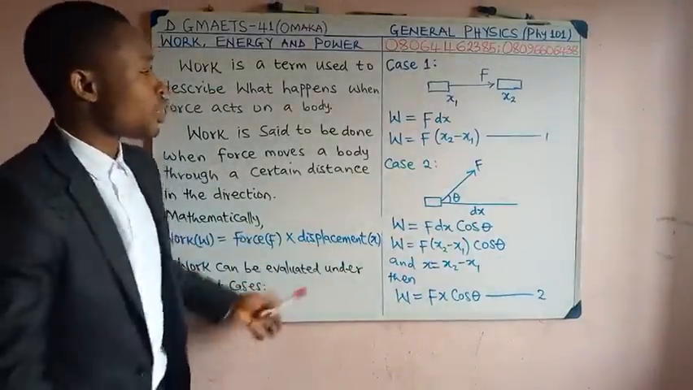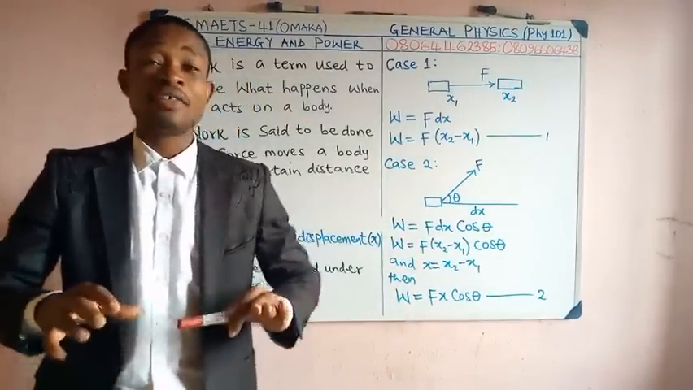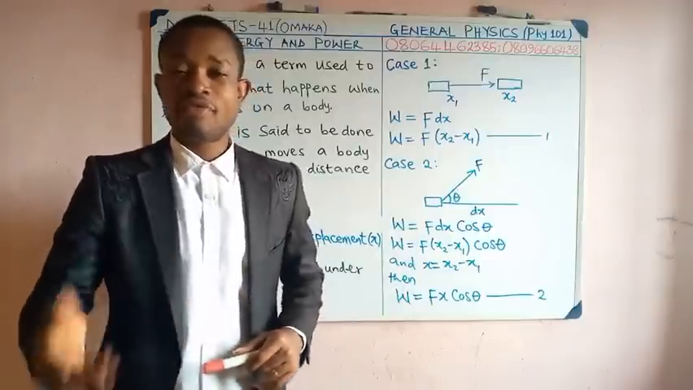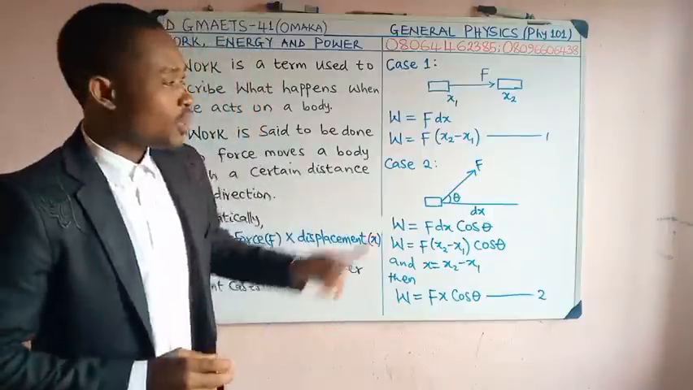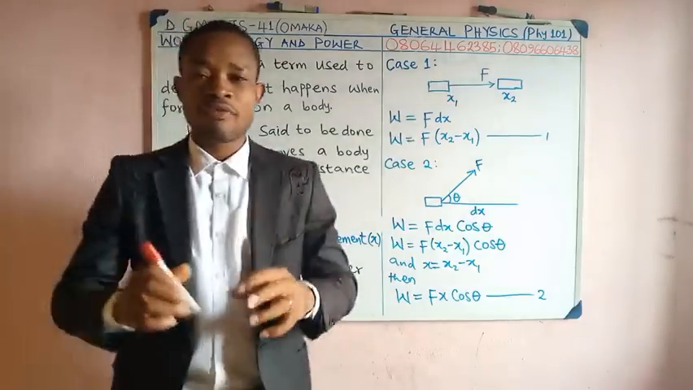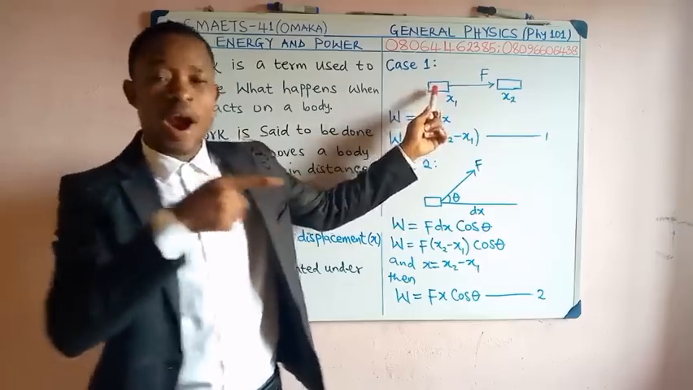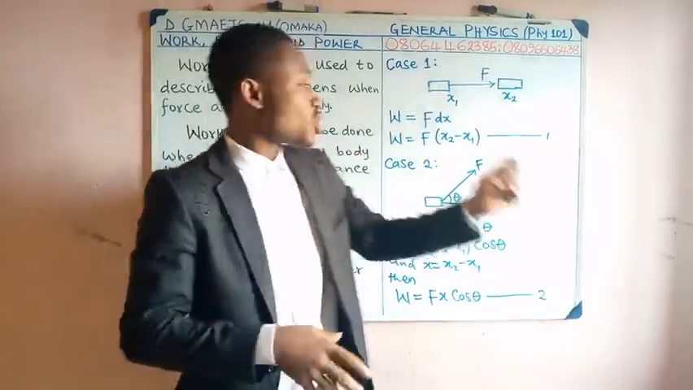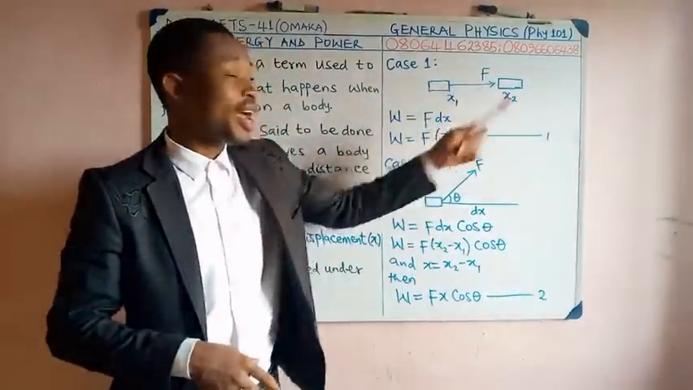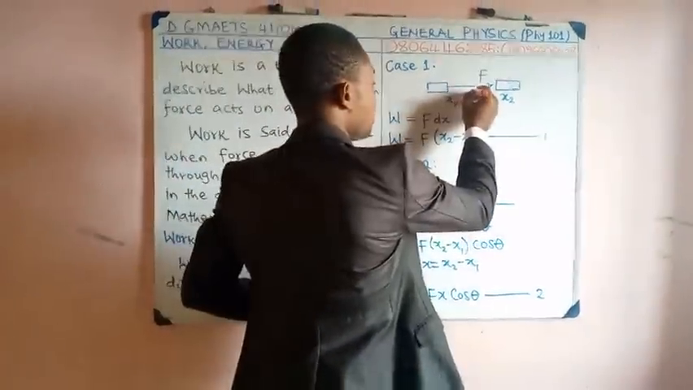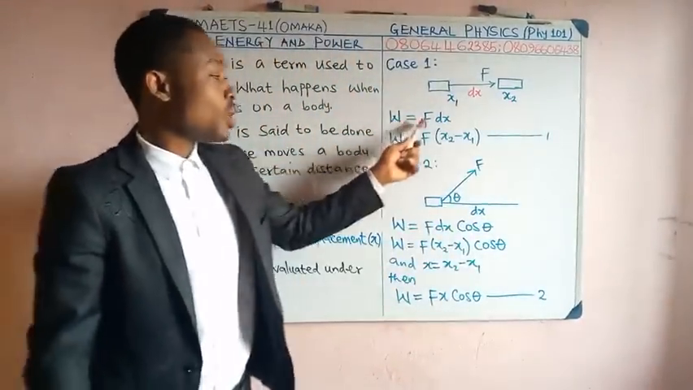Alright, now we're going to consider work under different cases. On the board here, and in this video, we have two cases to consider. In the next video, we're going to consider further cases where we evaluate work. Now, in case one, we're looking at a case where force acts on an object, moving the object linearly in a straight path from one point to another. So we have this as the initial position and this as the final position. So we have displacement dx. Alright, this displacement is dx, change in position. Is that okay? In that case, work is equal to f dx.